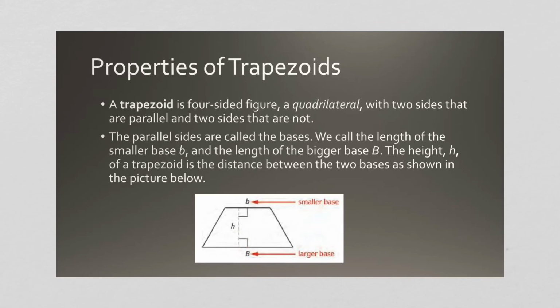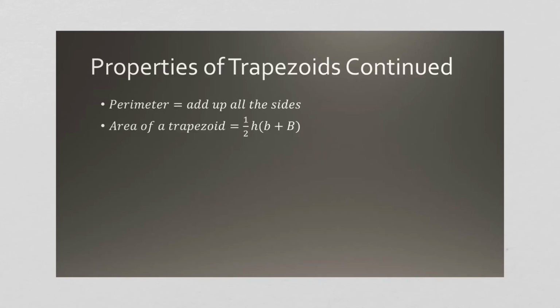All right, so let's see what we can do with trapezoids. Oh, before I forget, these sides, your bases, are always parallel to each other. That means that they never ever cross each other. Okay, so here's some properties of trapezoids. So our perimeter, again, add up all the sides. Perimeter doesn't change between figures. Your area of a trapezoid, this is what changes. So this says half of your height times your bases added together. That's how you find your area. So half of your height and add your bases together. All right, so let's see what we can do with these.